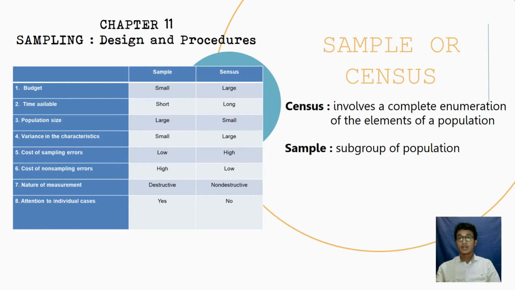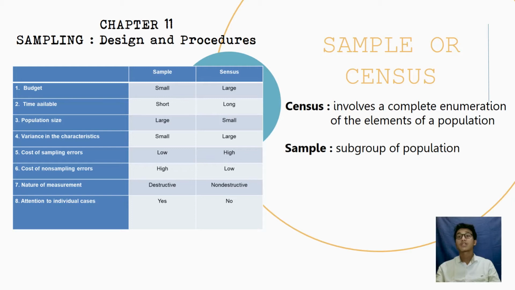Population parameters are usually numbers. Information about population parameters can be obtained by taking a census or sample. To better understand the comparison of sample and census, here is a comparison table for their use. In budget, sample is small, census is large. Time available, sample is short, census is long. In population size, sample is large, census is small. Inference in the characteristic, sample is small, census is large.